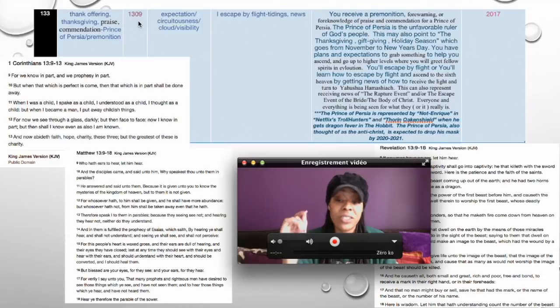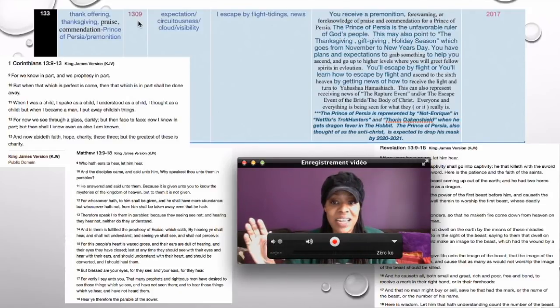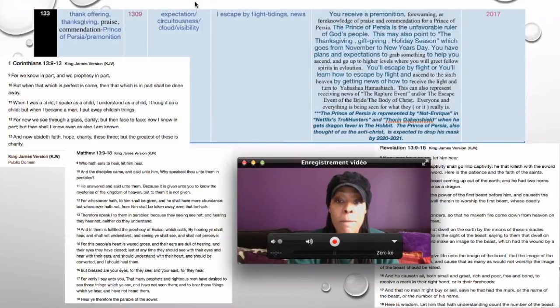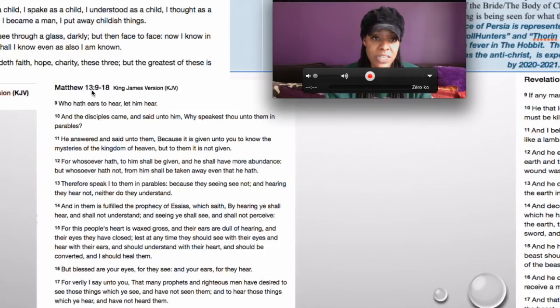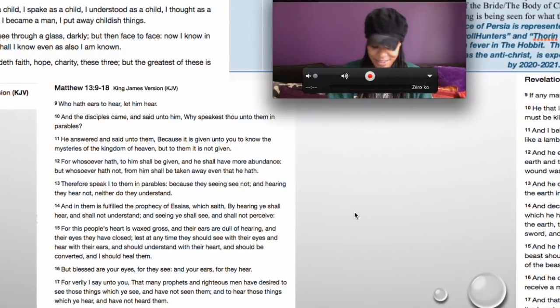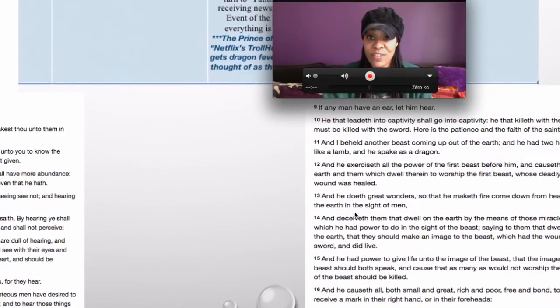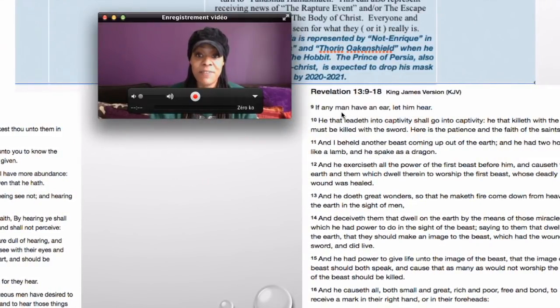So all I did was type in Google verse 13 chapter 9 Bible verse, and they gave me a list of all the Bible verses that were chapter 13, 9, and an amazing thing happened. 13, 9, who hath ears to hear, let him hear. Check this out. Revelation 13, 9, if any man have an ear, let him hear. Wow! Look at that. It's the same doggone verse.